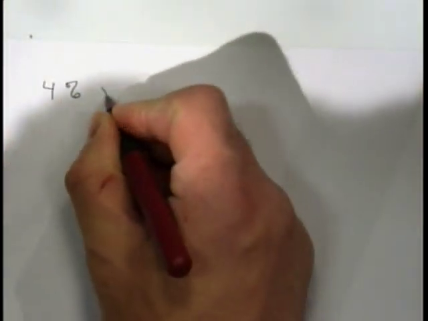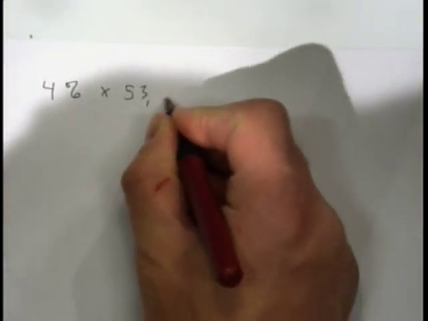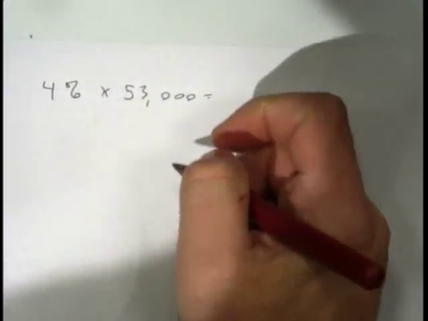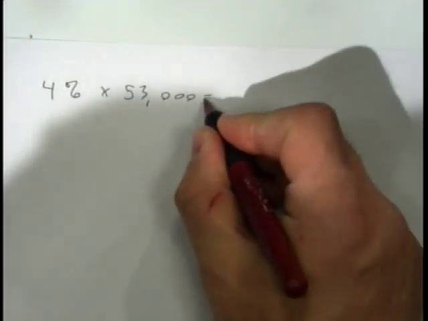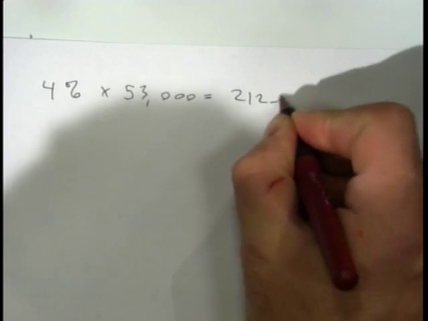All right. Well, the first thing that we have to do is take our, what's our receivable amount? Yes, and we're going to estimate 4% times 53,000, which what does that equal? 2120.